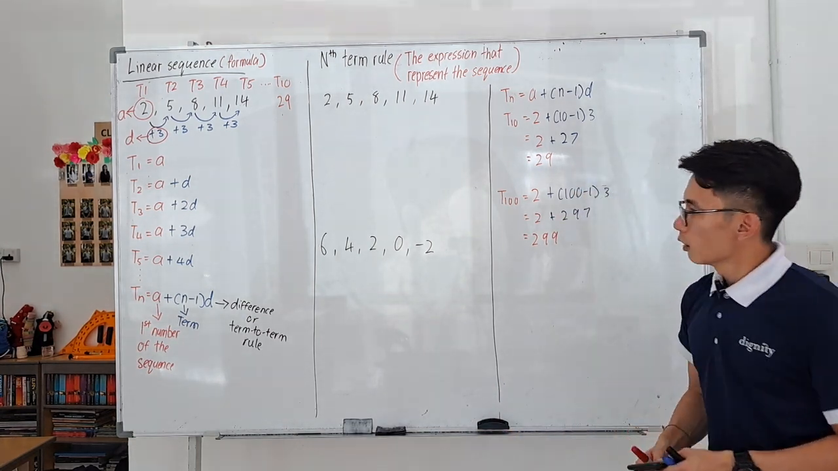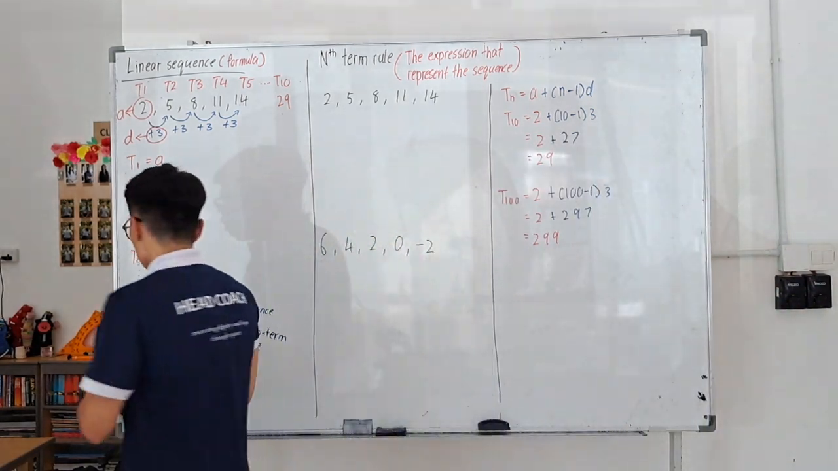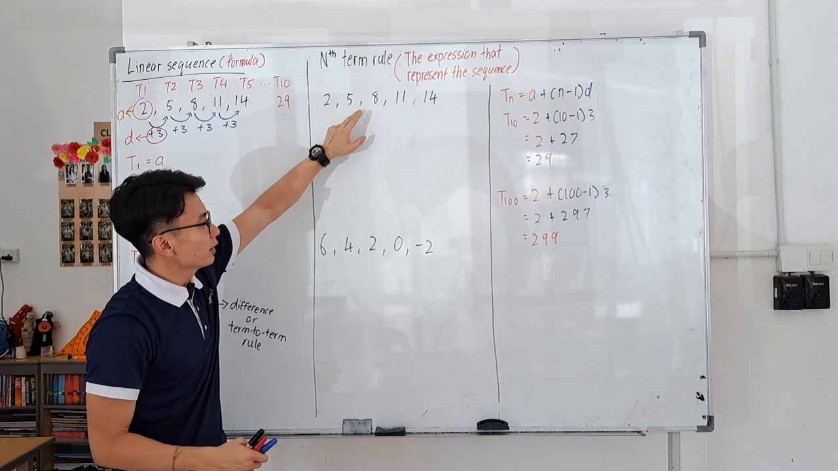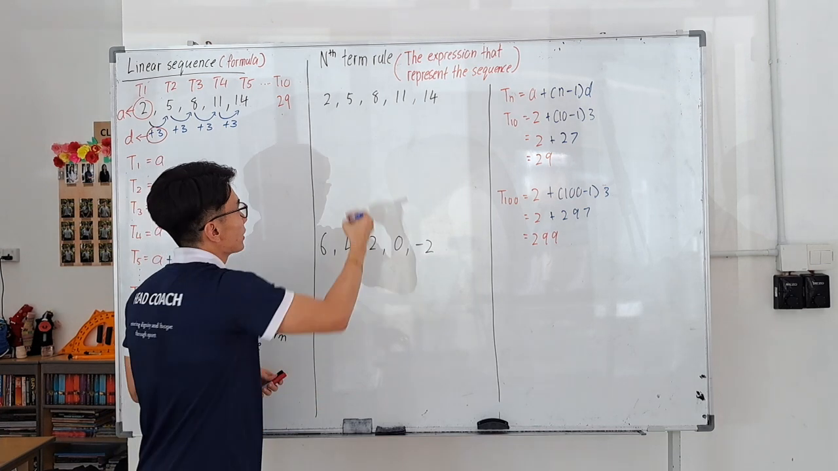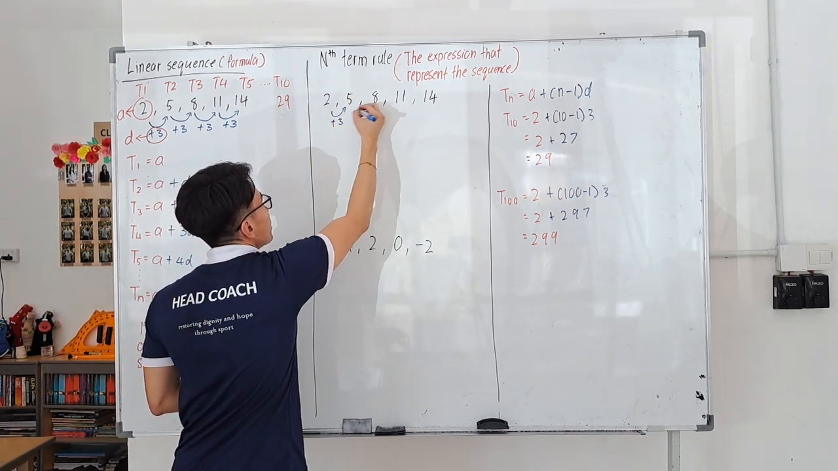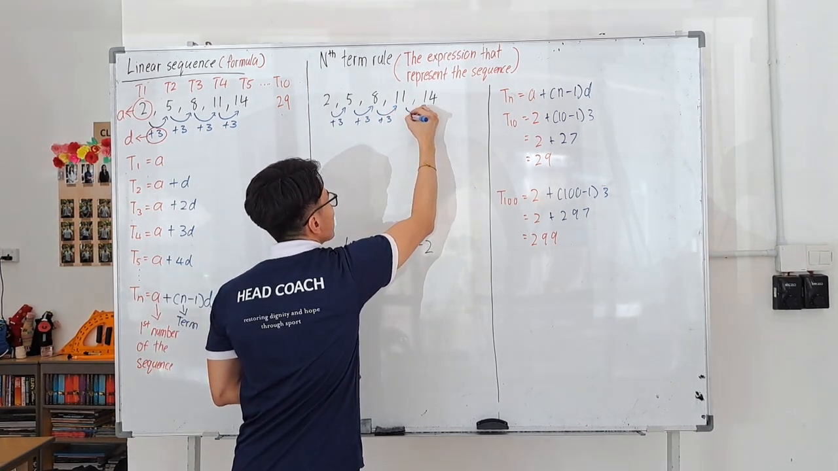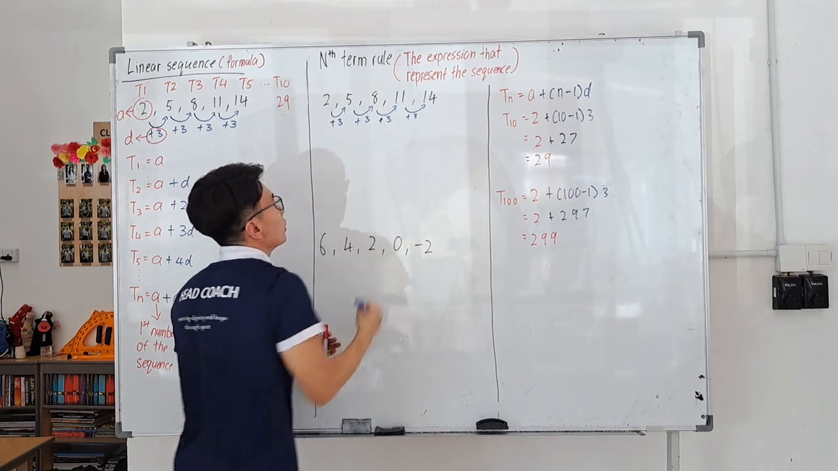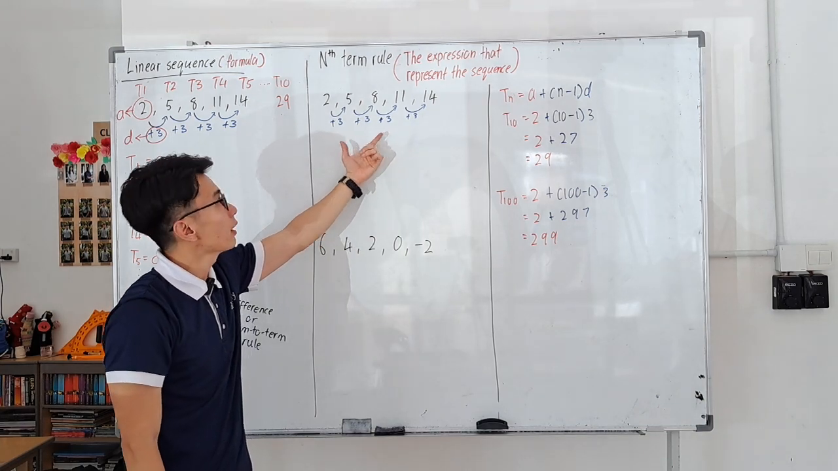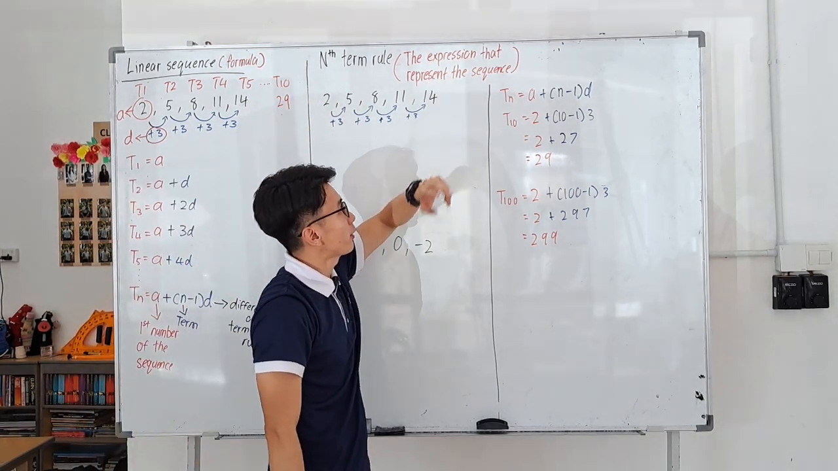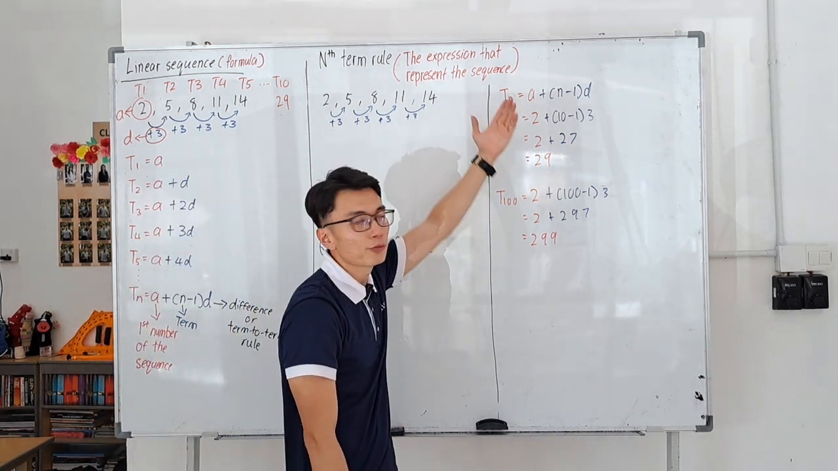So over here, the next one. When we have a linear sequence, like in these two examples here, both of them are linear sequences. How do I know? Because they have the same term to term rule, in this case plus 3 all the way. In a question, you might see that they want you to construct the n-term rule to represent this sequence. The n-term rule is the expression that represents this sequence. So how do we find the n-term rule? We're going to use this formula again.